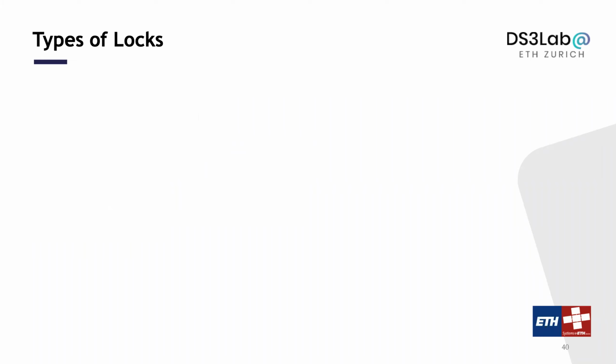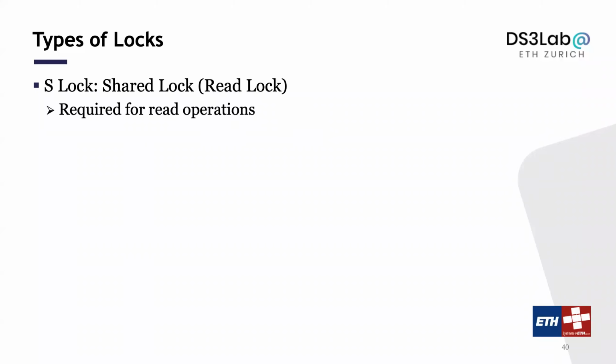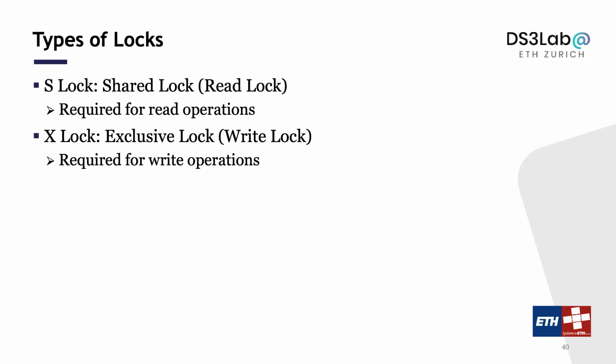First, there are different types of locks. In a database, there's the shared lock, right? Whenever you want to read something, you can say, I want a shared lock on this object. If another transaction wants to read the same thing, I will allow it to do so, but you cannot update it. So it's required for read operations. And there is something called an exclusive lock. Whenever I want to write something, I acquire an exclusive lock for write operations.